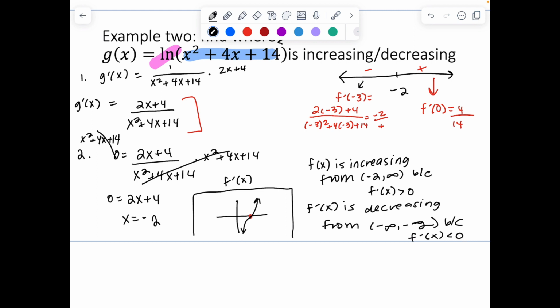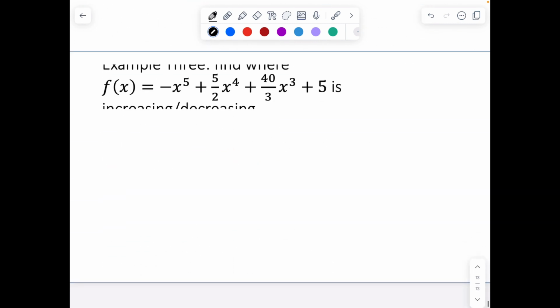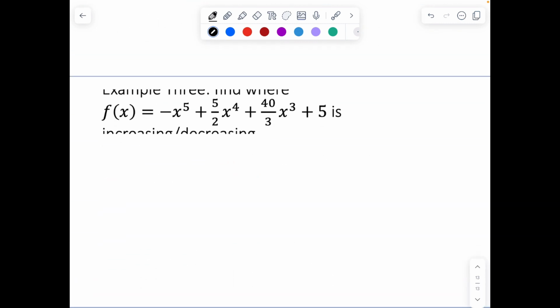So that is it. Okay, going on to the next page, and this is our last one. It's kind of getting cut off, but you understand what it's saying. So example 3, find where f of x equals negative x to the 5th power plus 5/2 x to the 4th power plus 40 x cubed plus 5 is increasing or decreasing. So same idea, start with the derivative.